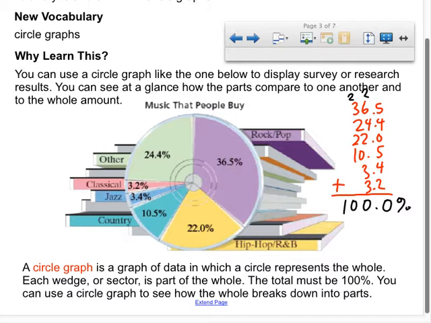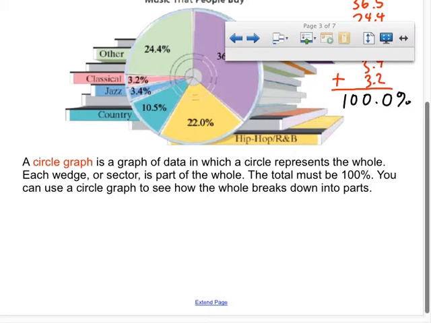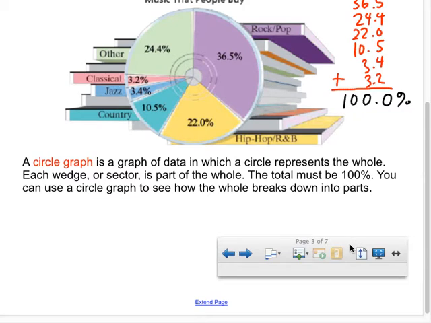Okay, so just know that in a circle graph, all of these different sections add up to be 100%. Now let's read about the definition of a circle graph, because we don't like to call these sections, we like to call them something else. A circle graph is a graph of data in which a circle represents the whole. So all of these sections together represent the whole circle, 100%. Each wedge or sector, so we don't call them sections, we call them sectors or wedges, is part of the whole. The total must be 100%, like we showed earlier.